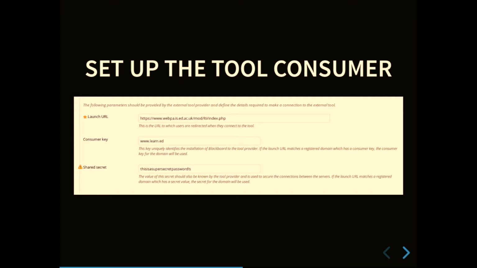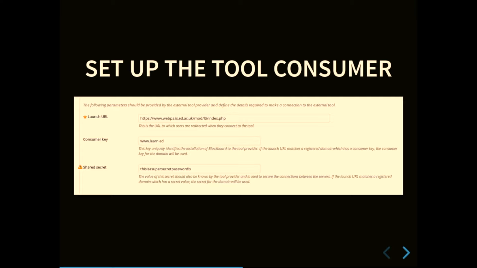We will also specify a consumer key. Usually this will be the URL of the learning management system. So here we've just put in www.learn.ed. It doesn't really matter what it is as long as it's a unique key. And finally, you'd have a shared secret. I've obviously replaced this. My original screenshot did have our actual password in here, and I realized just about 10 minutes ago, so I've replaced it with 'this is a super secret password'. And basically this is a shared secret which will hopefully keep all of the data that you're sending across nice and secure.